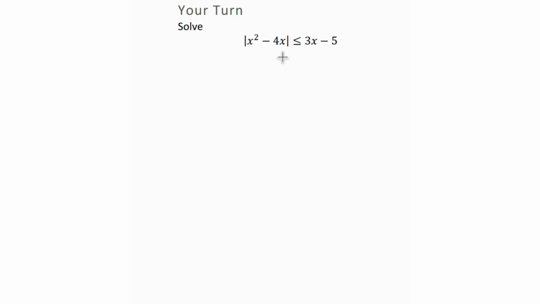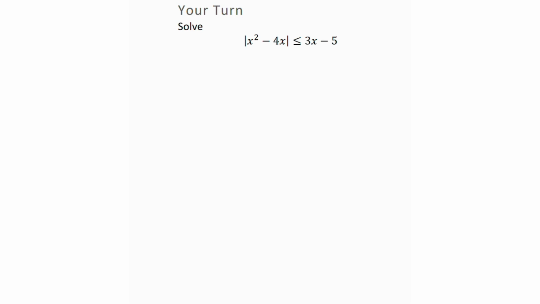Solve the absolute value of x squared minus 4x is less than or equal to 3x minus 5. Now, because this right-hand side is not always positive, we can't use the square both sides trick. We could, but it would give us some extra solutions that we don't need, because it would give us the solutions that we would be losing from those negative values. So we need to be a little bit careful here.